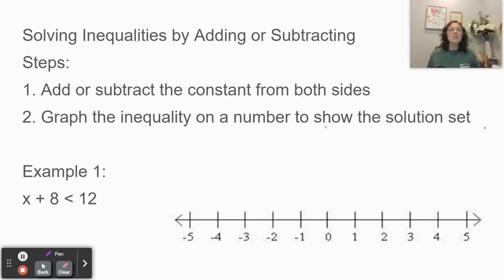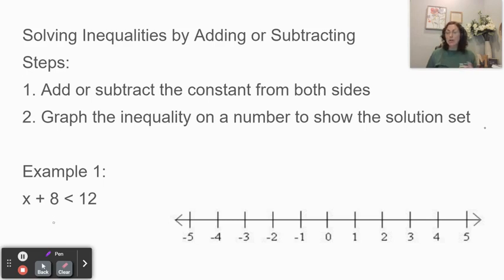So when we are solving inequalities by adding or subtracting, the first thing we're going to do is add or subtract the constant from both sides. I'll explain how we decide if we add or subtract, and then we'll graph the inequality on a number line. So let's take a look at our first example. X plus 8 is less than 12.